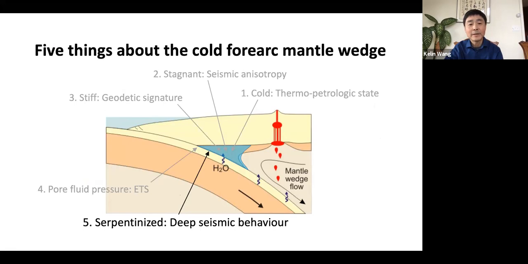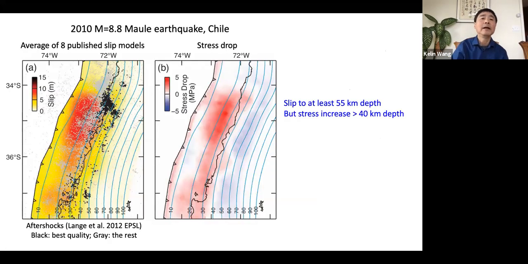And for this topic, let's use the example of the 2010 Maule earthquake shown here. And shown here is the rupture distribution, the slip distribution of that earthquake. As you can see, the slip extended to at least 50 kilometers, and it's probably much deeper than the Moho, than the mantle wedge corner.